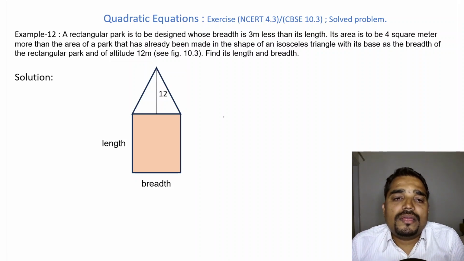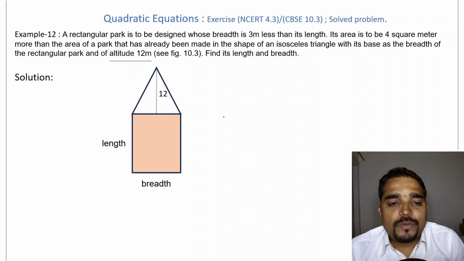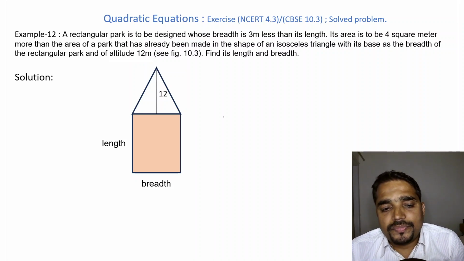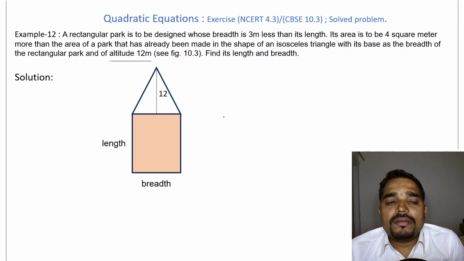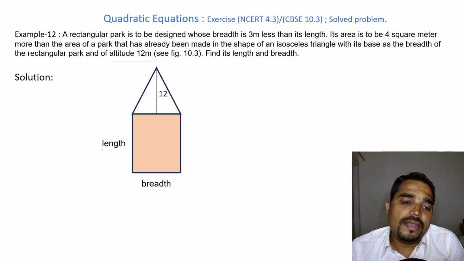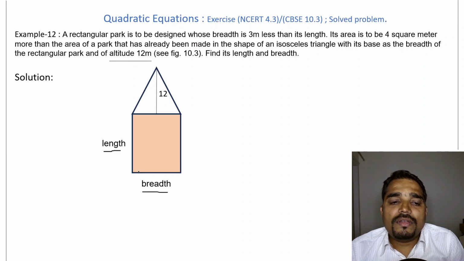Since it is related to a quadratic equations problem, we will have to assume an entity as x and then build a quadratic equation, and solve it to find the answers. Now there are two entities which are unknown, that is, length is not known and breadth is also not known. We will have to assume either the length or the breadth as x. Now let us see how to do that.